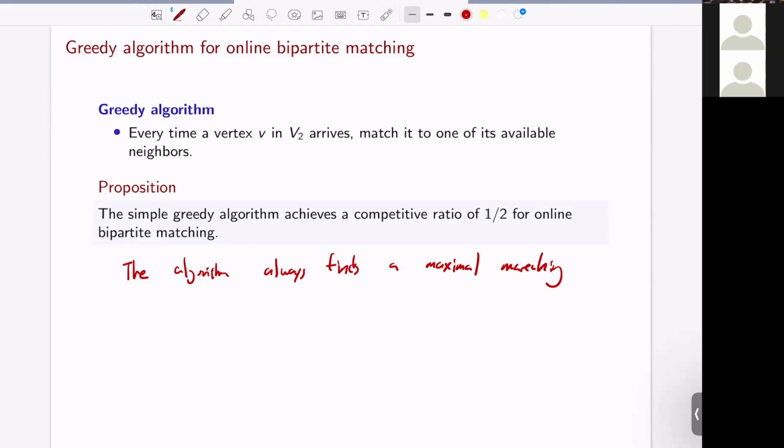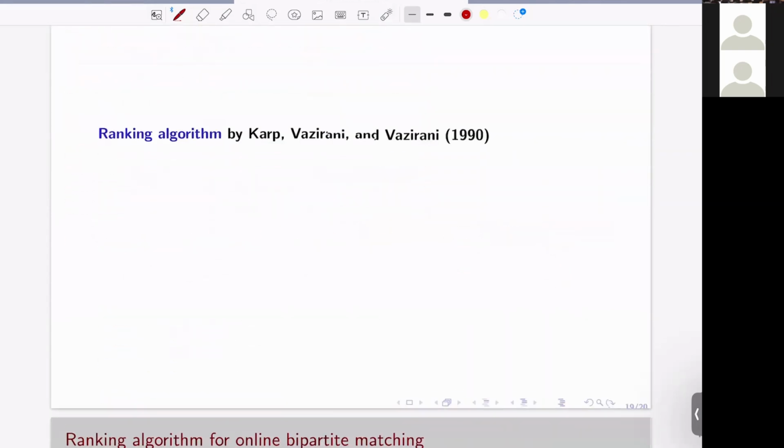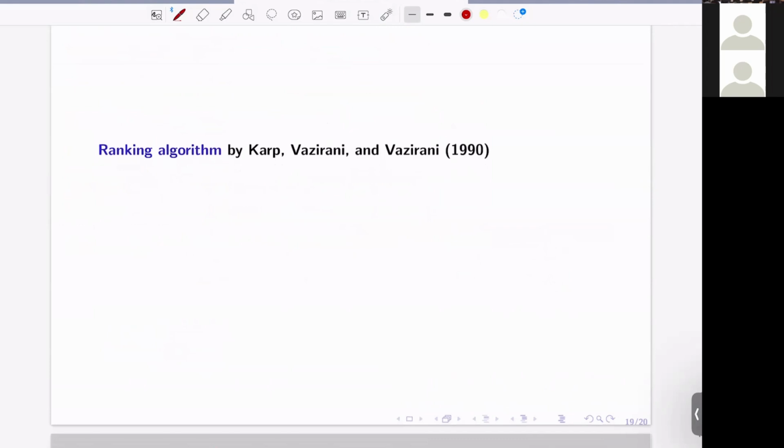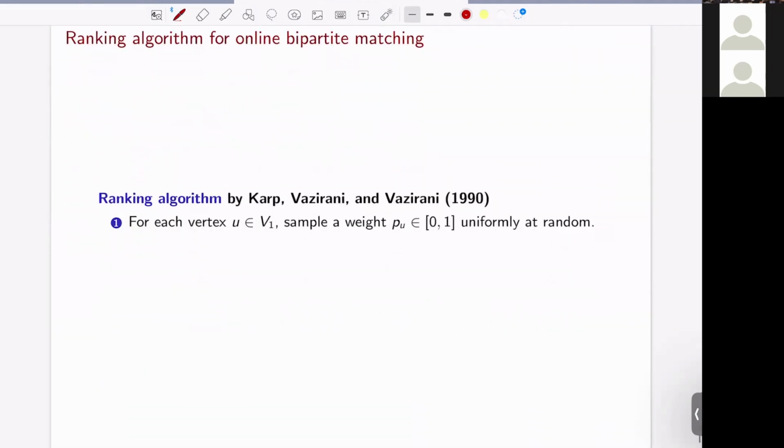Well, this algorithm is good in the sense that it achieves a pretty good competitive ratio. But maybe the fact that the algorithm is too simple might not convince the reviewers. Let me give you one more algorithm, which is due to these people, and this is called the ranking algorithm. The algorithm is also quite simple, but the analysis is pretty complicated. So let me explain how it works.